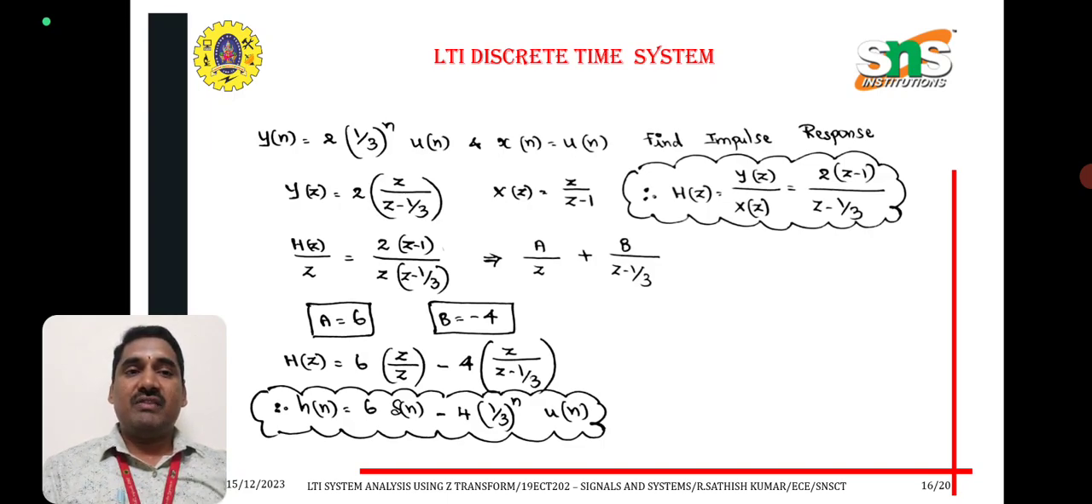Finally, we multiply with z. We get the function H of n, with z by z minus 1, where the Z transform of 1 is nothing but the delta function. So H of n is equal to 6 into delta of n minus 4 into (1/3)^n into u of n.